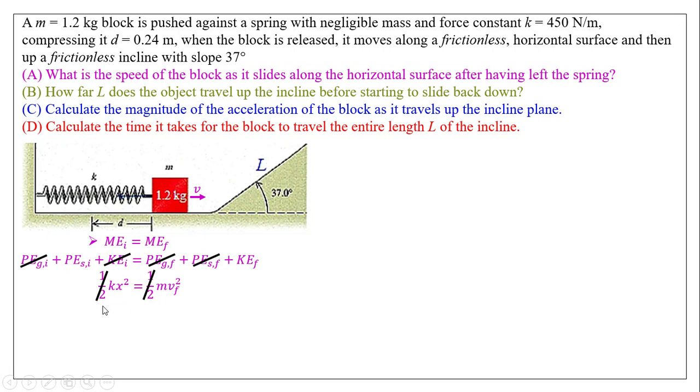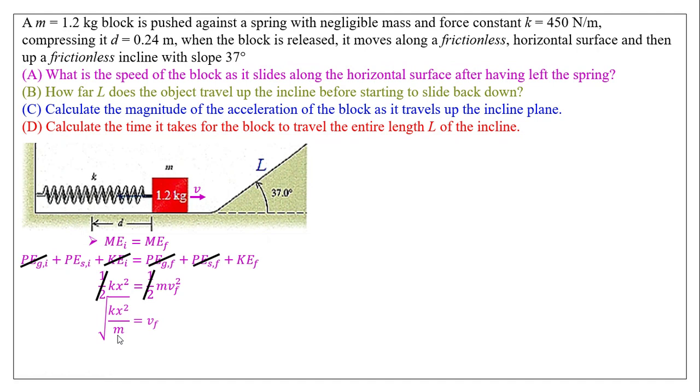So this m here, I'm just going to move it down to the bottom left. But this is vf squared. Therefore, to get vf by itself, square root both sides. Once again, the first step is to divide both sides by m. There's that m. And then to get vf by itself, radical both sides to get rid of this exponent 2. So I'm just going to plug in values, k being 450, x being 0.24. We're going to square that. And then mass being 1.2.